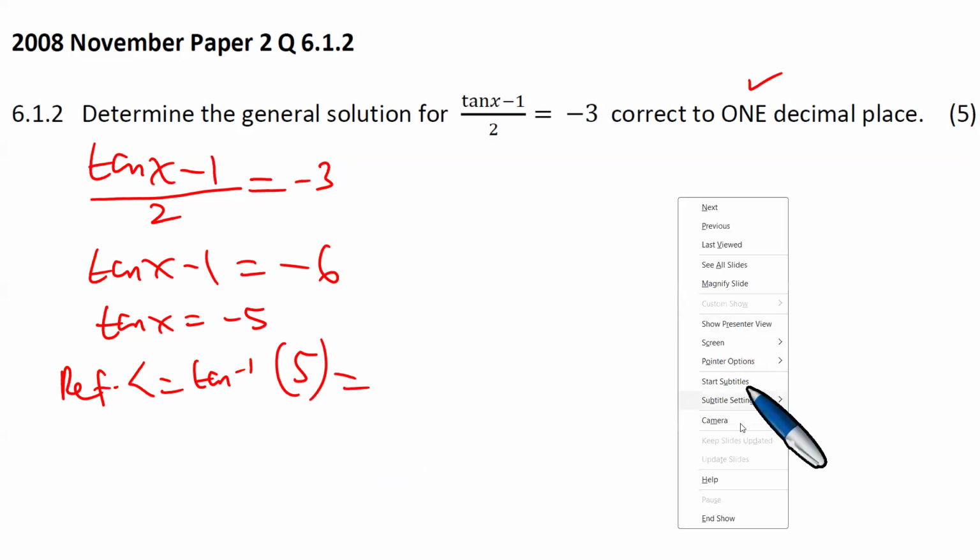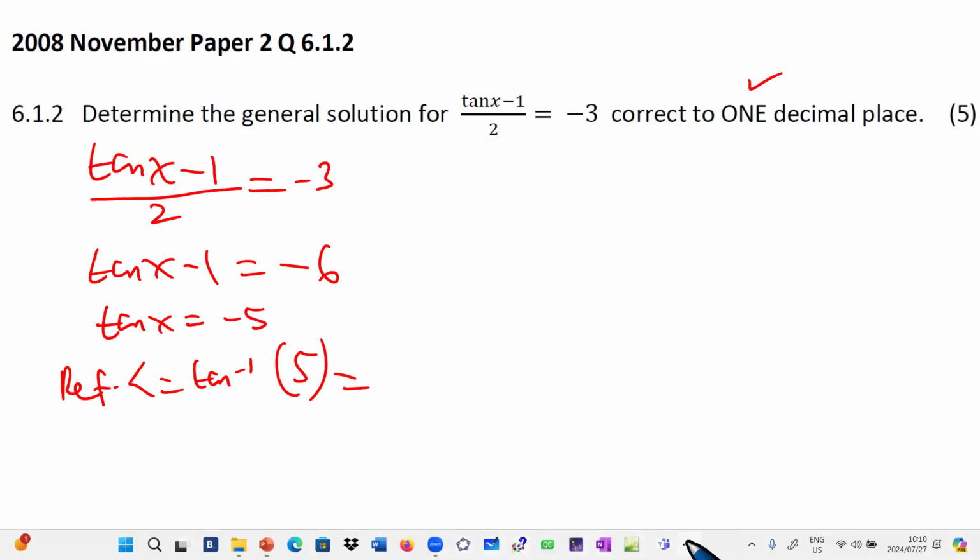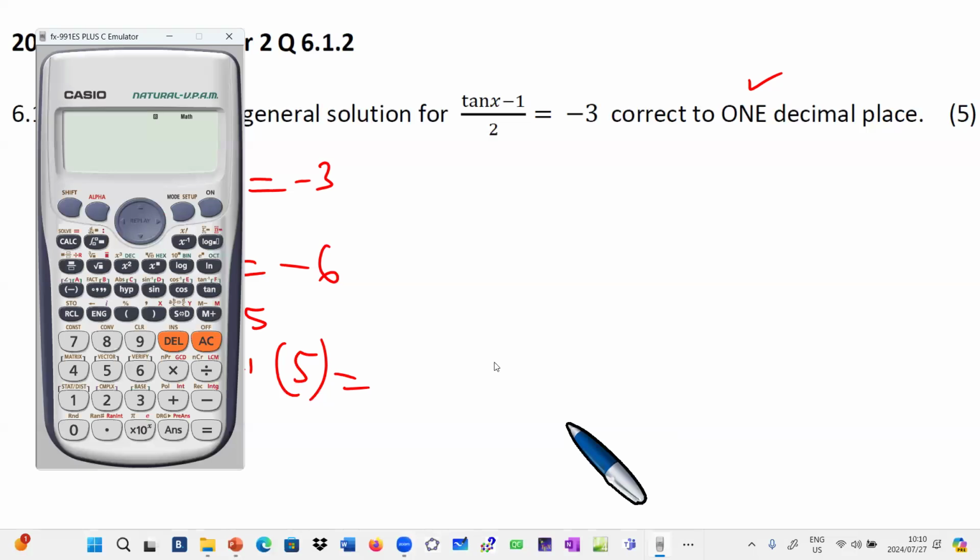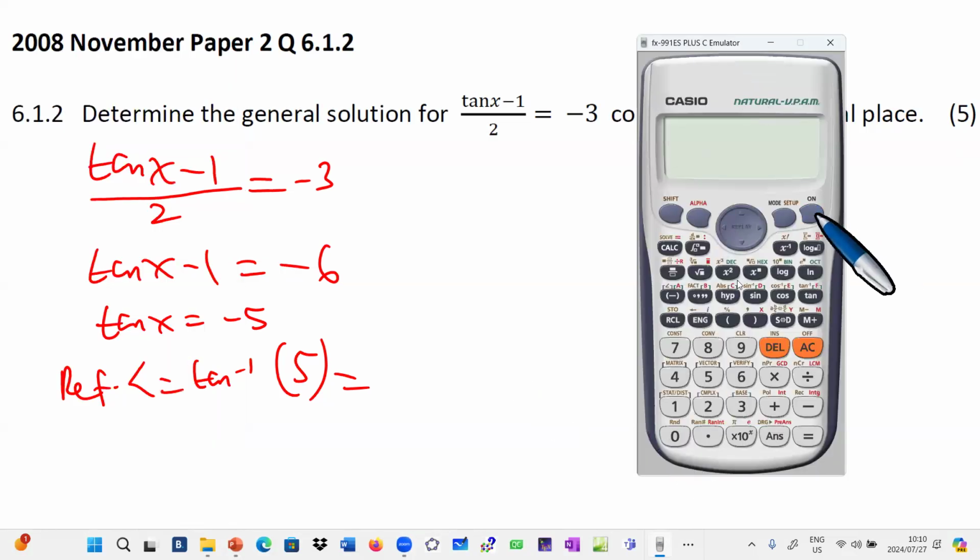Yeah, and we have a chance to launch our calculator here. So now, if you look at this one, this is in radians. You set up degrees.